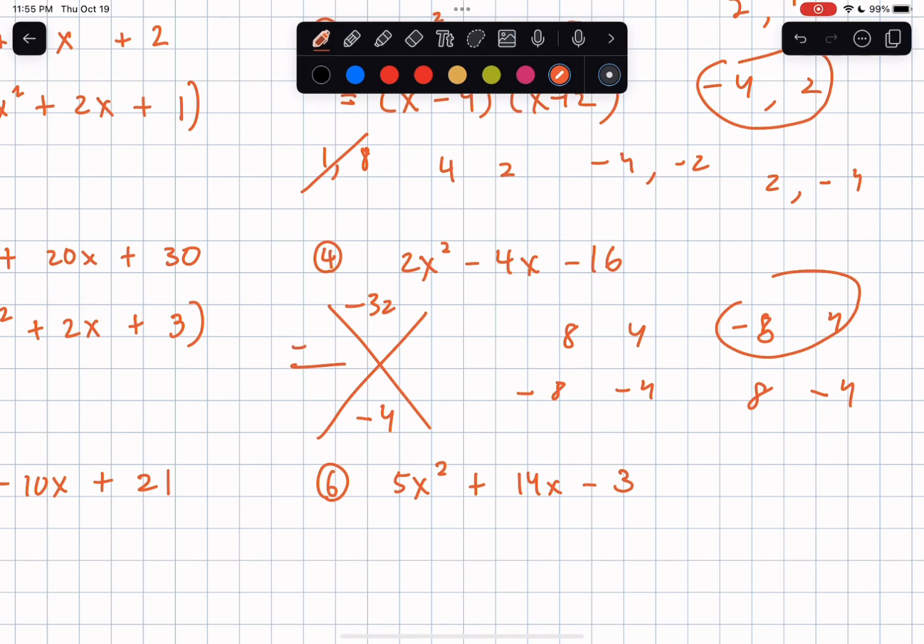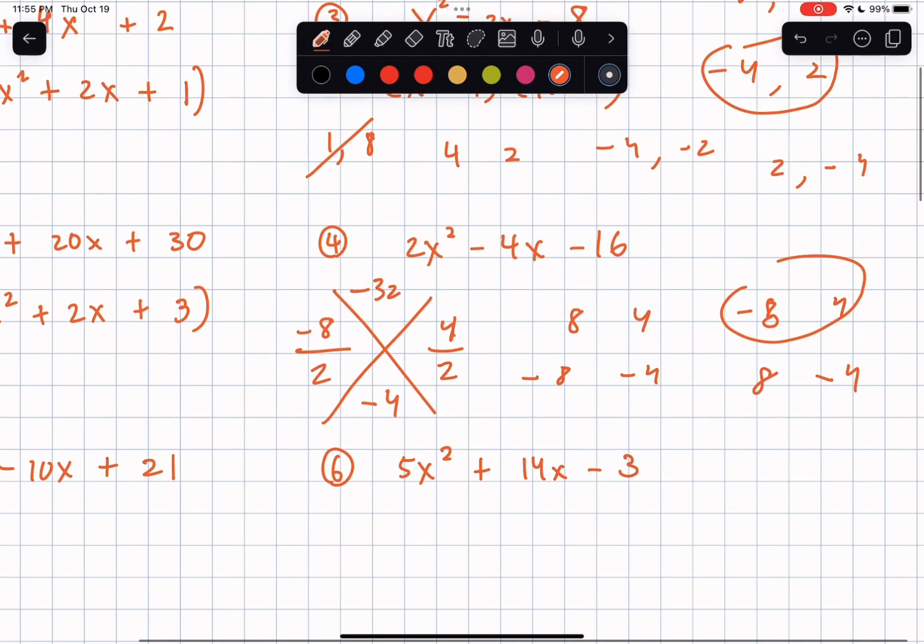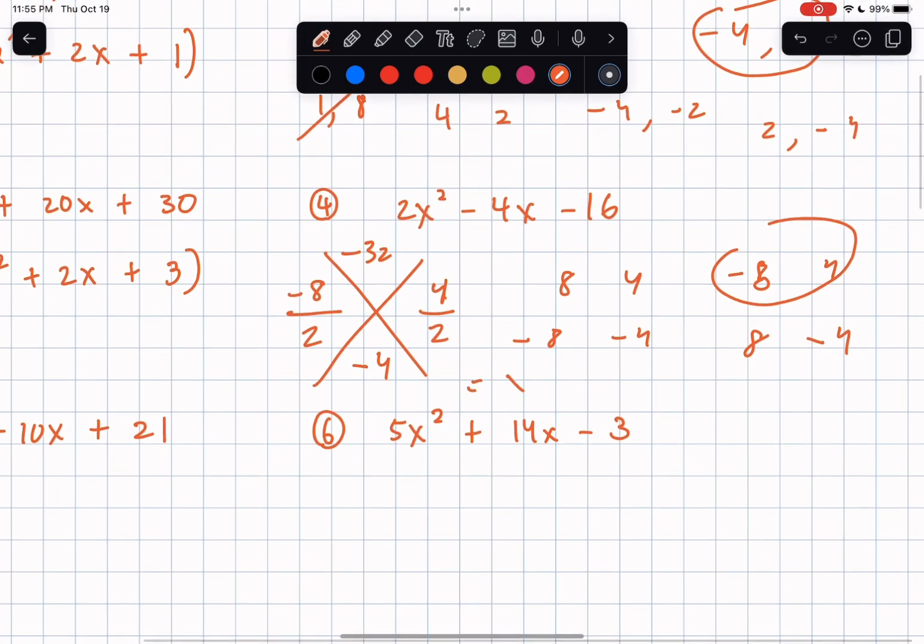If you try that out, you can see pairs like 8 and 4. If you try 8 and 4, negative 8 and negative 4, negative 8 and 4, 8 and negative 4, you'll see that this pair works, right? Negative 8 plus 4 is negative 4. Negative 8 times 4 is negative 32. So I'll put negative 8 on this side and 4 on this side, and have a line under them. Under this line, I'll put the a value in the trinomial. So I put 2 here and 2 here.